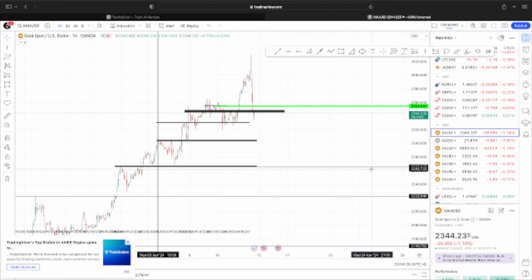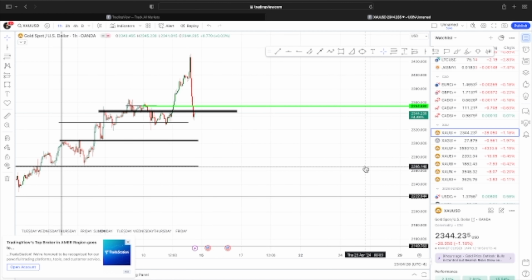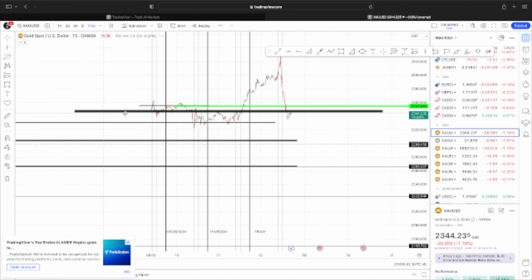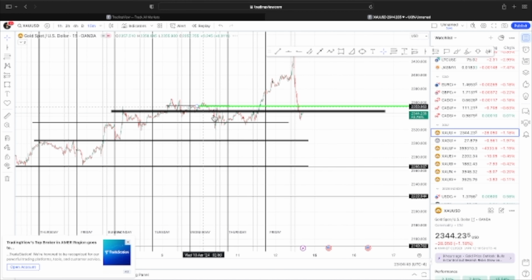Let's see. I think I can go to the 15 and show y'all, because I know where my entry was. So, all right, boom. So this was CPI right here. So that's why I got most of my profits.